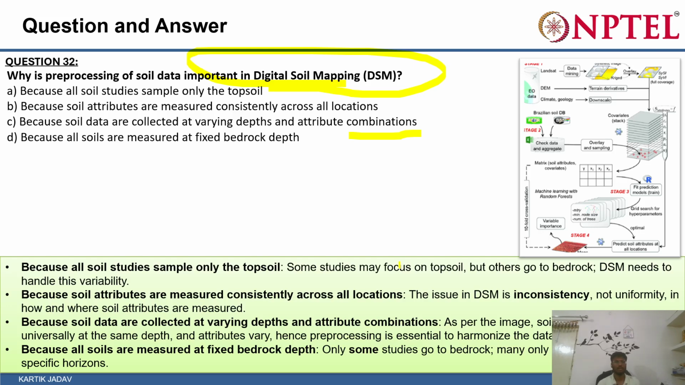And regarding the option that soil attributes are measured consistently across the locations, the issue in digital soil mapping is inconsistency, or it is not uniform, in how and where soil attributes are measured. So this is the incorrect option. And finally, the answer is because soil data are collected at varying depths and attribute combinations. Right. So the correct answer for this last question is option C.